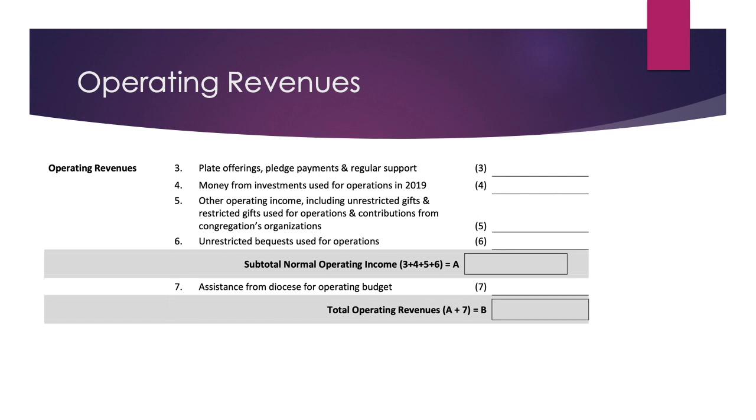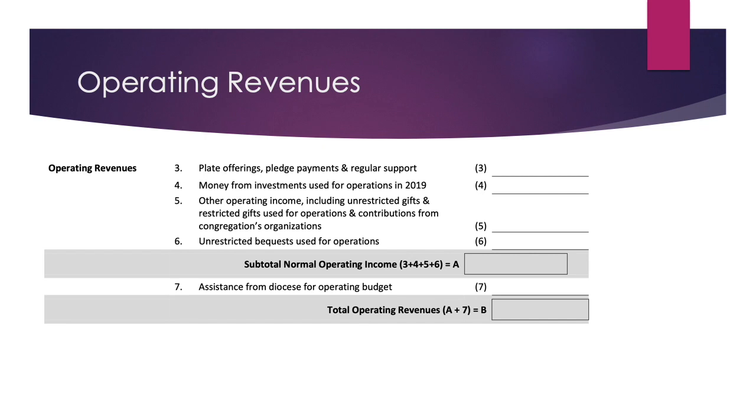And then we split our money into operating and non-operating. So you'll have operating and non-operating revenue and operating and non-operating expenses. And the key word is operations. So think about that as you're going through this.